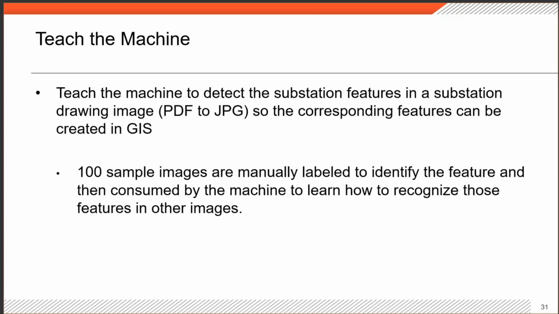Once the machine has been taught to a level of acceptable data loss, the machine can then process all the other images and label those images with the features it has been trained to recognize. After the machine has detected all the features in the image, post-processing occurs to read the features that the machine detected and then put them directly into GIS.